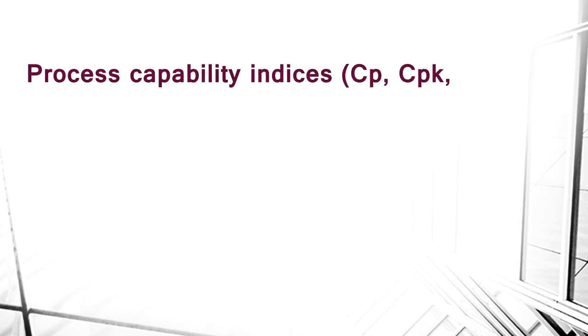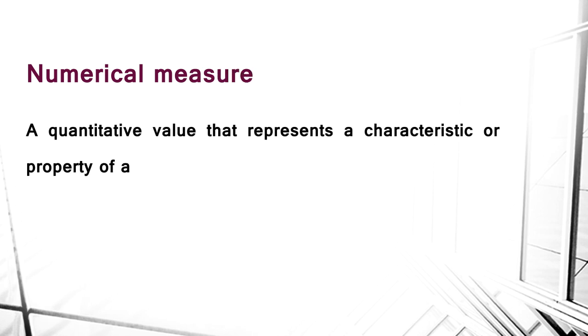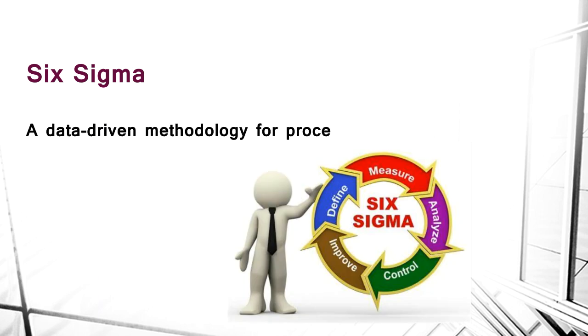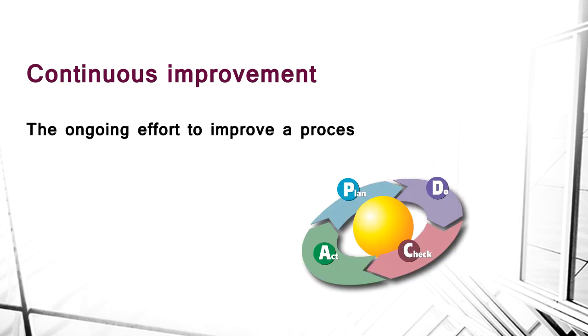Jargon: process capability indices, Cp, Cpk. Definition: measures of a process's ability to produce within specification limits. Important word: numerical measure. Definition: a quantitative value that represents a characteristic or property of a process. Jargon: Six Sigma. Definition: a data-driven methodology for process improvement that aims to minimize defects and variability. Special concept: continuous improvement. Definition: the ongoing effort to improve a process or product over time.